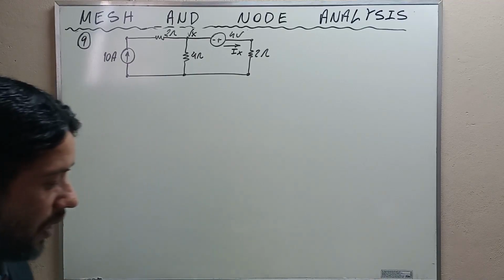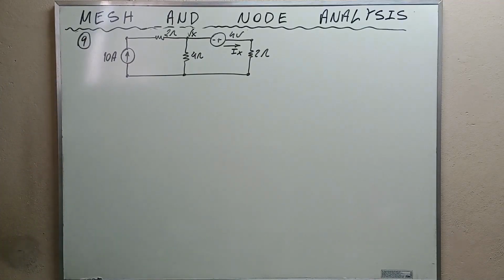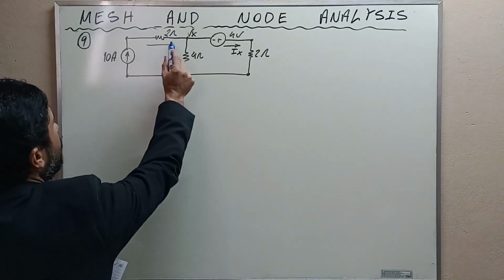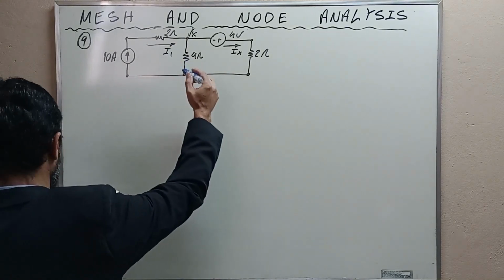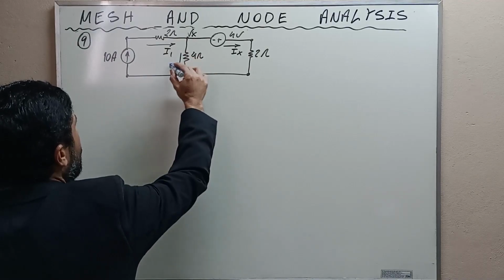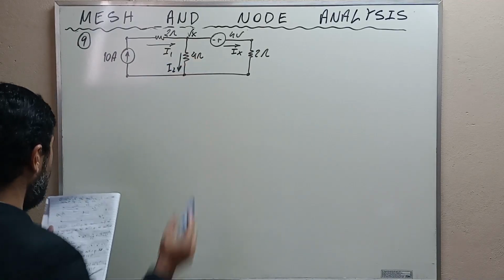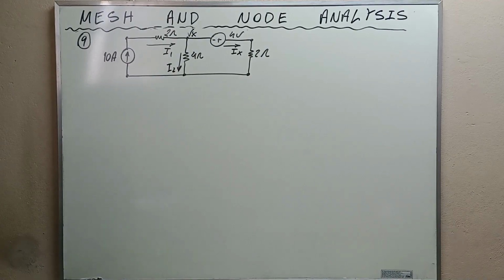Exercise number 9. Calculate the voltage Vx and the current Ix in the circuit. Okay? This is the exercise, and this is what we are going to do. We are going to calculate the voltage Vx and the current Ix. Alright? Let me use some labels here again. I'm gonna call this current I1. This current here I'm gonna call I2, and the other current is Ix, my friends.